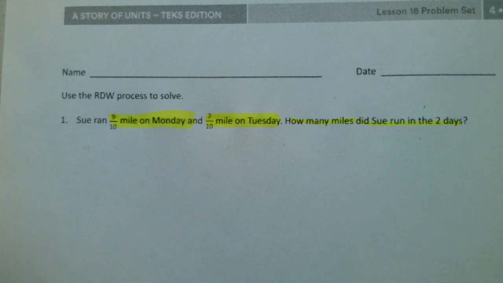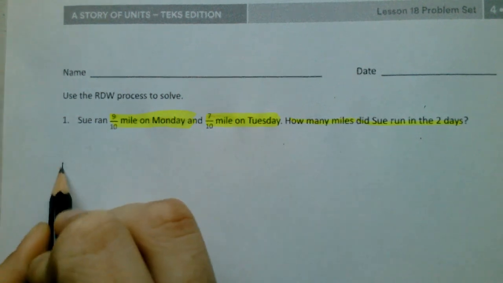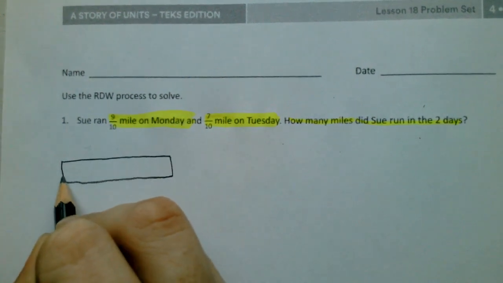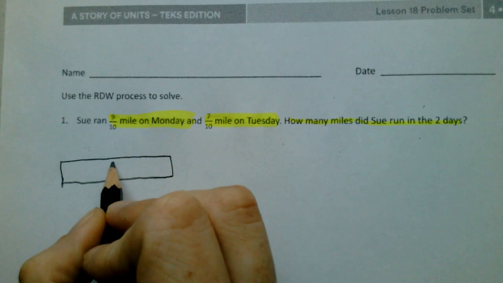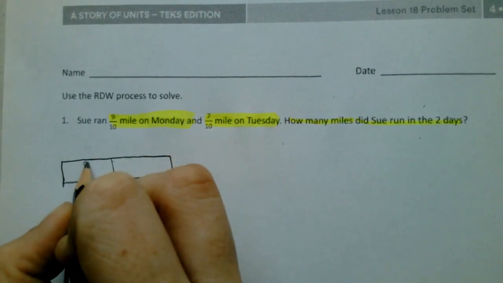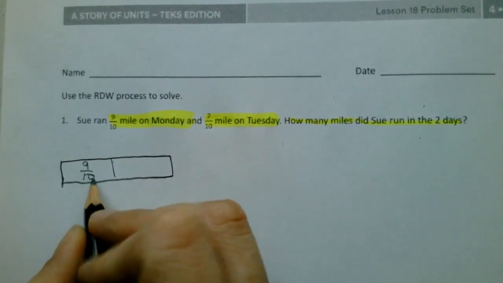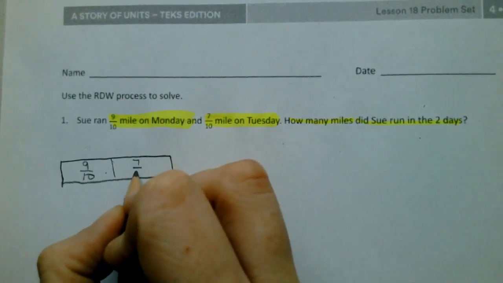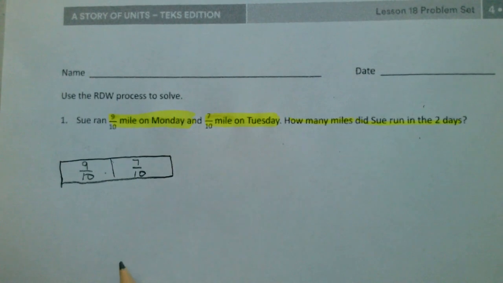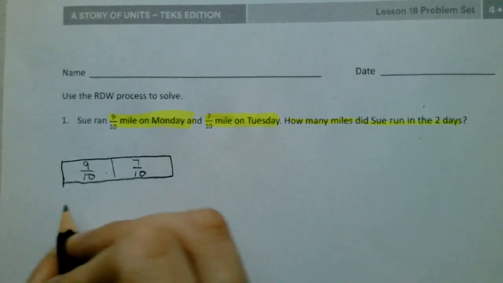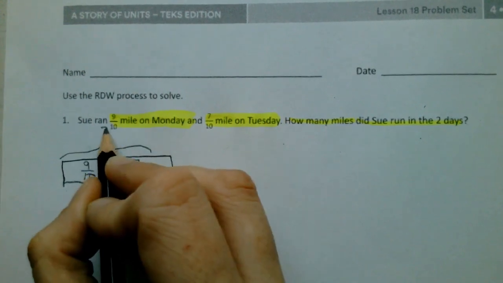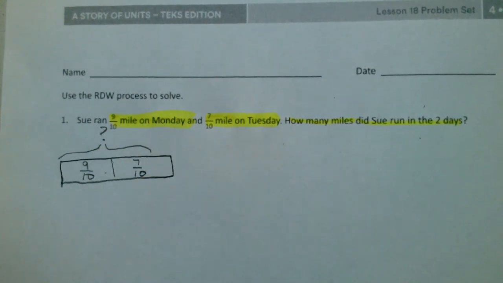Let's draw a picture using this information. So we want to figure out in the 2 days that Sue ran. We know on Monday she ran 9/10. Let's put that in our first box. We know on Tuesday she ran 7/10 of a mile. However, we don't know how much she ran in total for both of those days.